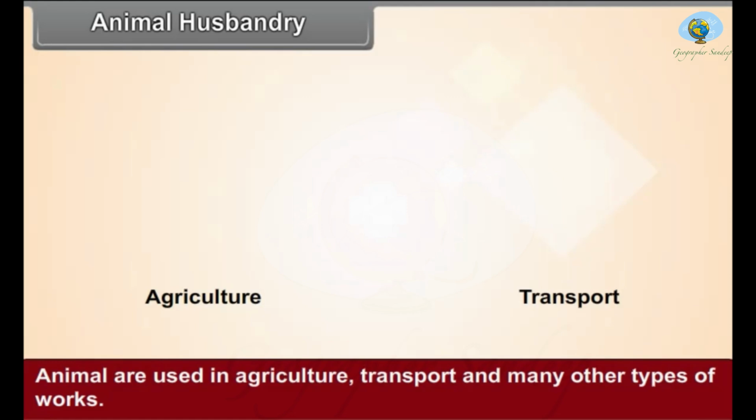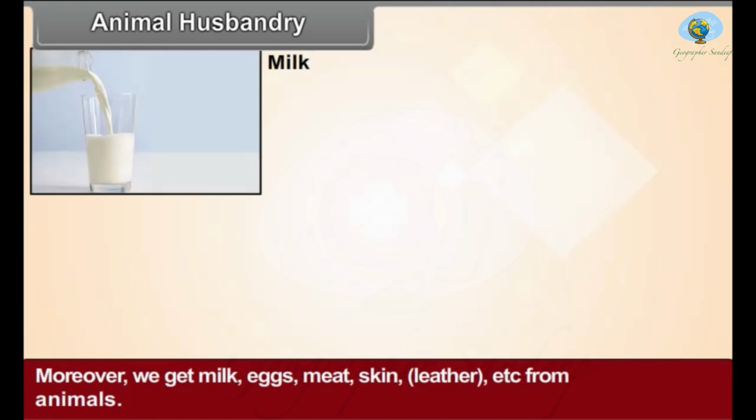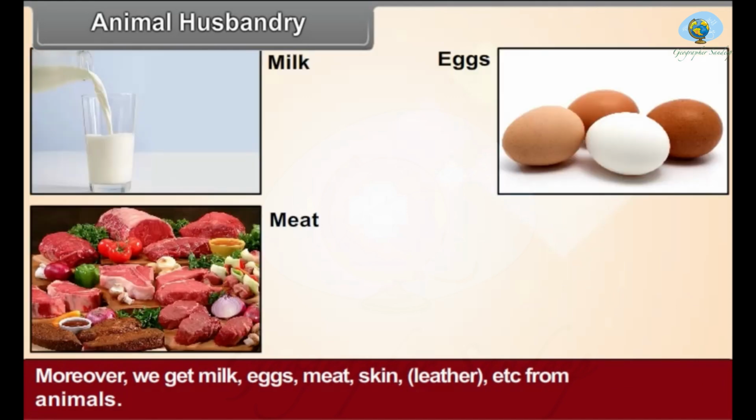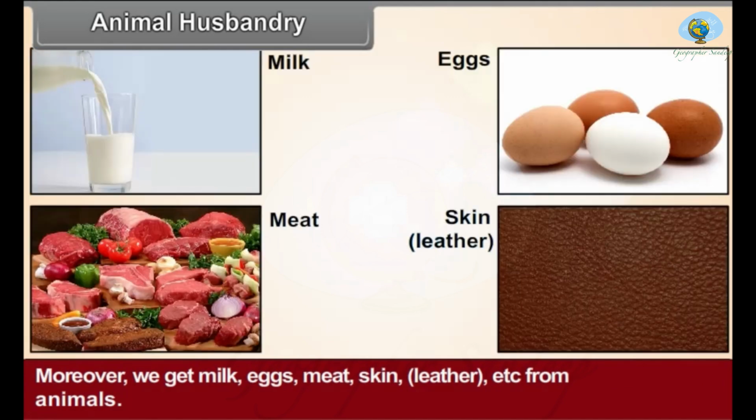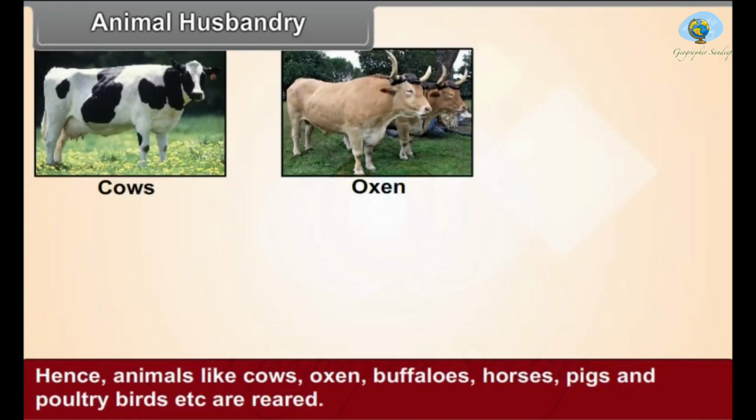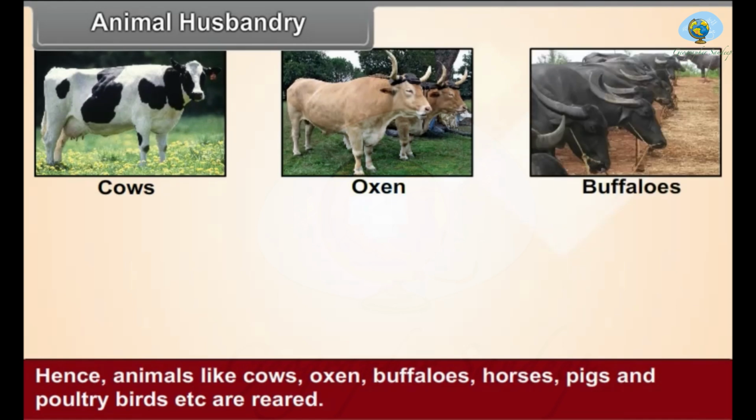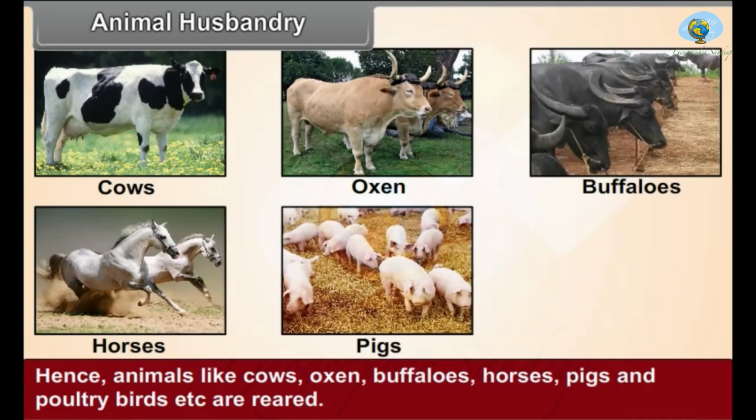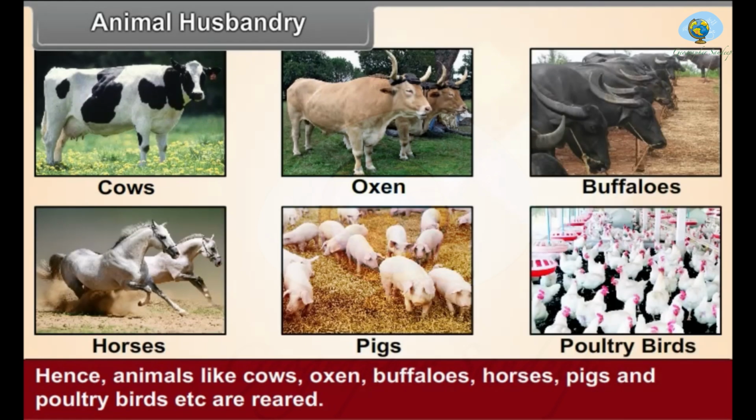Animals are used in agriculture, transport and many other types of work. Moreover, we get milk, eggs, meat, skin, that is leather, etc. from animals. Hence, animals like cows, oxen, buffaloes, horses, pigs and poultry birds, etc. are reared.